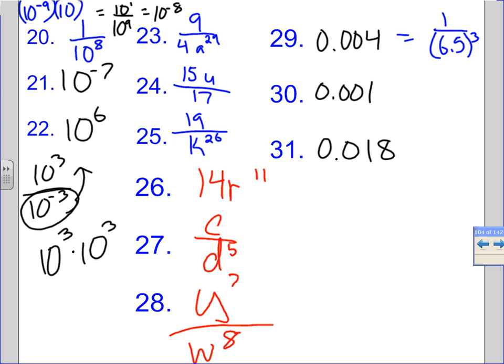Okay, 23, 9 over 4a to the 29th. 24, 15u over 17. 25, 19 over k to the 26th. Whoa, did I just read that? 26, 14r to the 11th. 27, c over d to the 5th. 28, y to the 7th over w to the 8th. That's all you guys had to do. These ones are up there, but you don't need them.